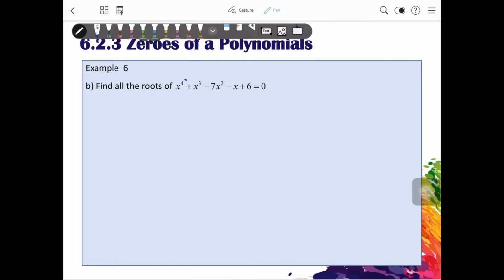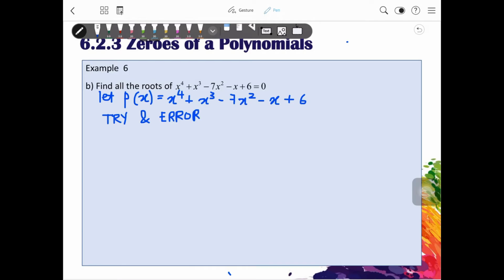Example 6b asks you to find all the roots of this polynomial with x to the power of 4. The first thing we're going to do is still let P(x) equal x to the power of 4 plus x cubed minus 7x squared minus x plus 6. Because we do not have any hint about what the root is, the technique we're going to use here is called trial and error, in which we will test and guess what value will be the root. The first thing that we will put in is usually 0, and then 1, negative 1, 2, negative 2, and so on. You can put in any value that you want to try, but usually we will start with the smallest numbers because it will be easier to calculate.